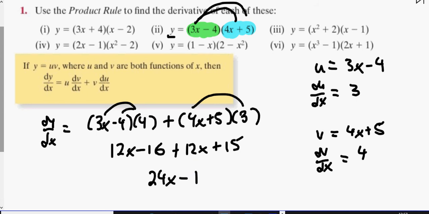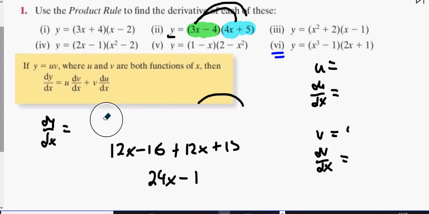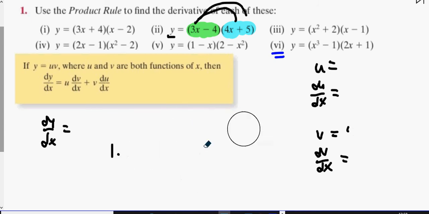Will you guys try part 6 for me on your own? Using exactly the same steps. Do the product rule and see what happens. You want to label what u is. You want to label what v is, and then you want to go through the whole procedure one more time. Okay, so I'll get you this far. u is x cubed minus 1, and v is 2x plus 1. We'll pause it there, okay?